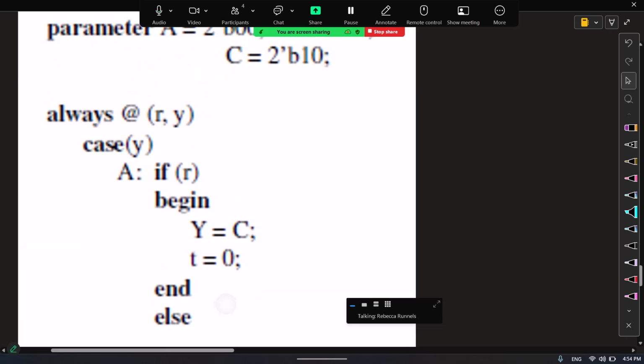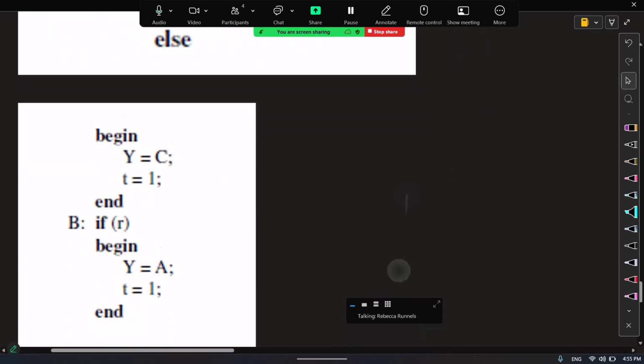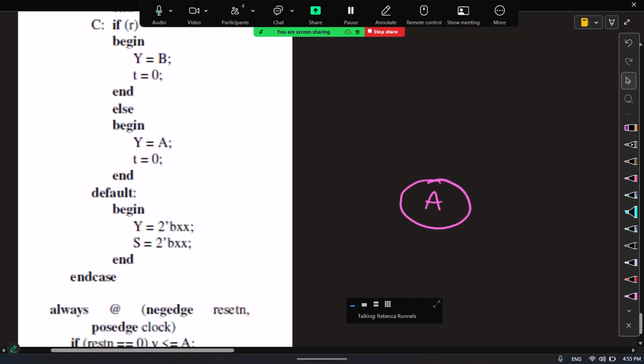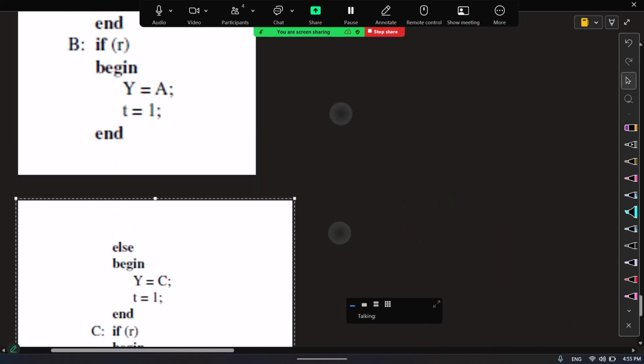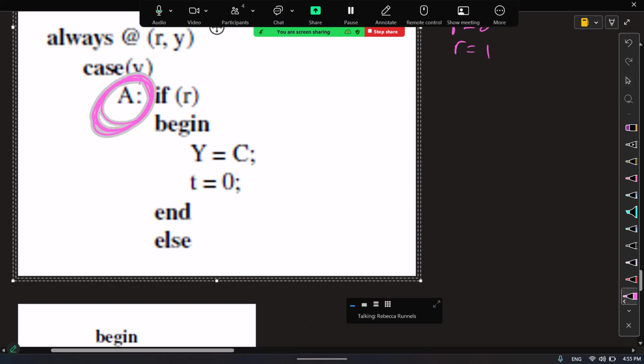Our always block is going to be always at R, which is some input, and Y, which is our current state, and we're going to check on our current state. So R is our input, and R can be 0 or R could be 1. It says if R, so if R is 1, our next state is going to be C. This is if we're in A. So if we're in A and R is 1, then our next state is C. Not only that, our output is going to be 0.